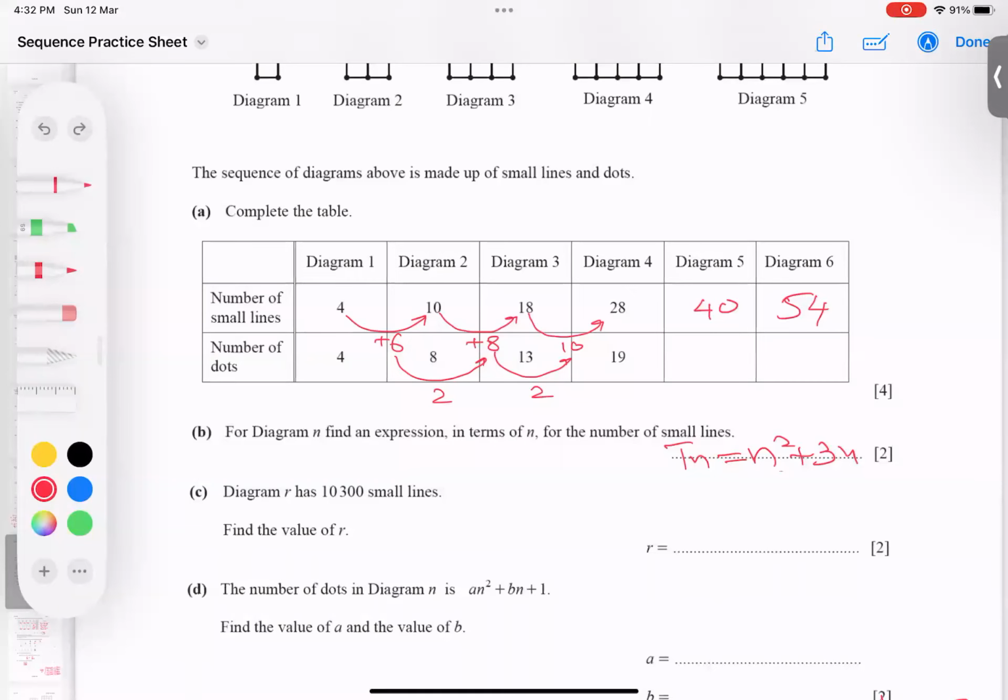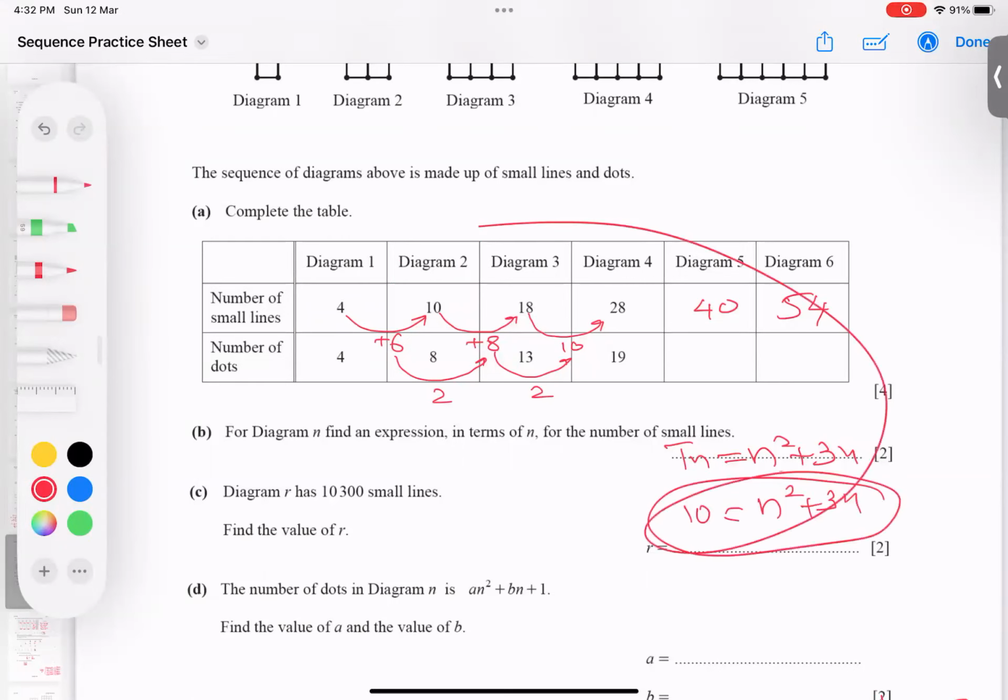Let's say diagram number 2 has 10 lines. I repeat: diagram number 2, how many lines are there? 10 are there. Common sense. But imagine I don't know which diagram it is. Then this 10 I will not copy in place of n. No, sorry, this 10 I will copy in place of Tn. And when I copy 10 here and solve it, the answer will come 2 for sure.